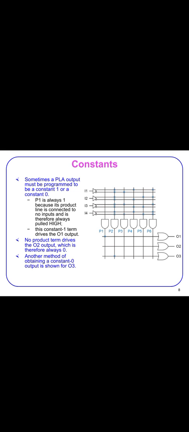Now this is constants. Constant means that in the synthesis of the PLA, the output must be programmed as a constant, which is a 1 or 0 condition. These constant terms drive the output of the functions, and no product terms drive the O2 output, which is therefore always 0. Another method of obtaining a constant 0 output is shown in the O3 equations, that is O1, O2 and O3.